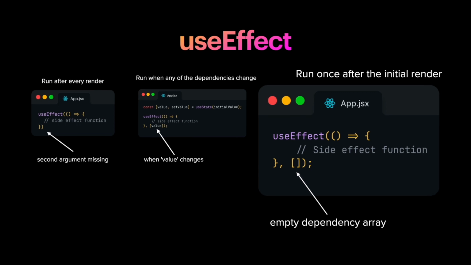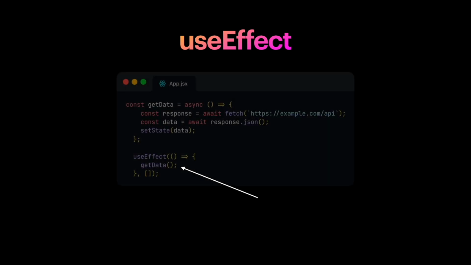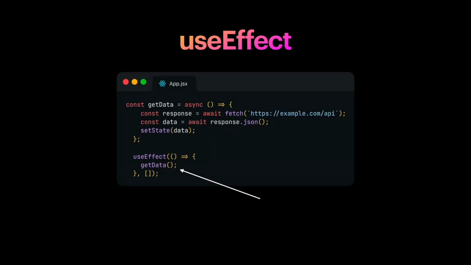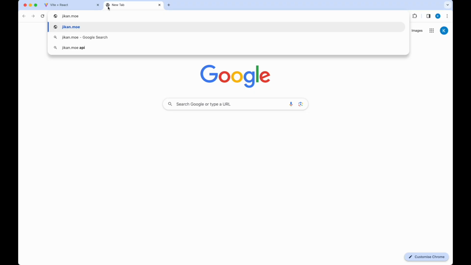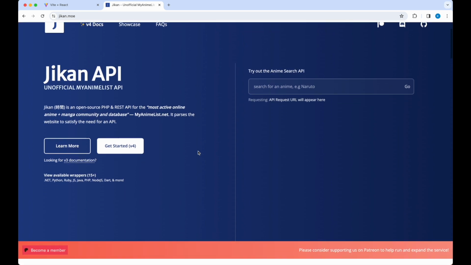So, if I want to call an API that fetches the data on the initial render, I can make use of the third option. My code will look something like this. I can have a getData function which fetches the data from the API once after the initial render. To see it in action, we will be making use of the Jikan API, which is an open source anime API.